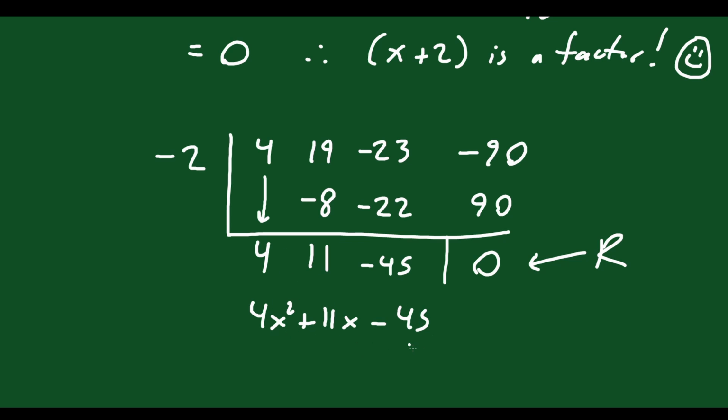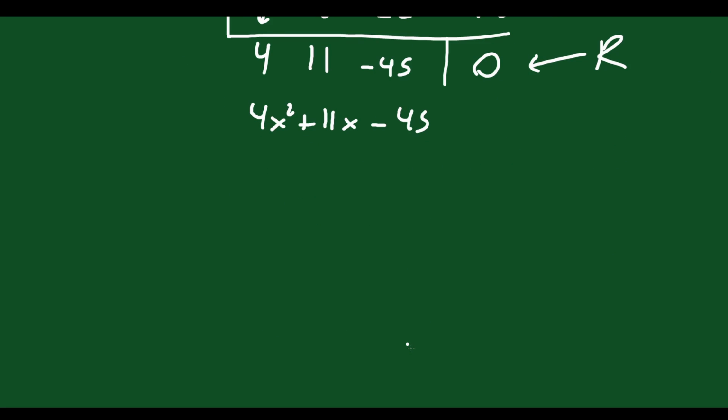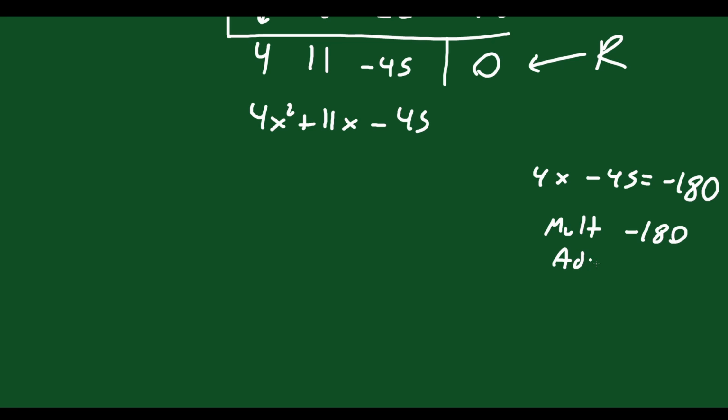This is something we can factor by hand, right? We can use decomposition here. So to use decomposition, we do 4 times negative 45. That's going to equal negative 180. So you want to multiply to negative 180, and you want to add to the middle number, which is 11. Okay, I'm going a bit faster, but we should be comfortable with this stuff by now. So we add to 11. So how do we figure this out?